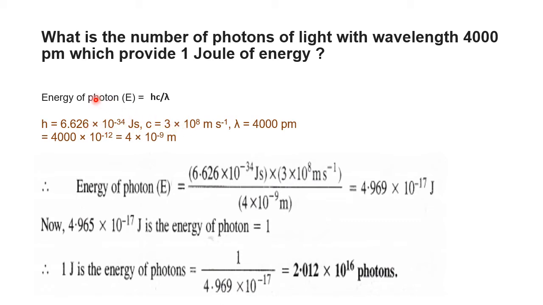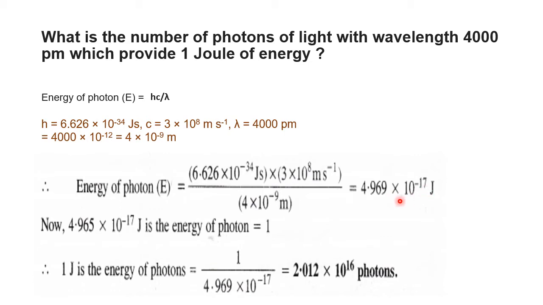Now we will go for the energy of photon equal to h nu. Nu equal to c by lambda. So therefore E equal to hc by lambda. h is given, c is given, lambda is given. Just substitute and simplify. Answer is 4.969 into 10 to the power minus 17 joules. Now, what is the number of photons in 1 joule of energy?